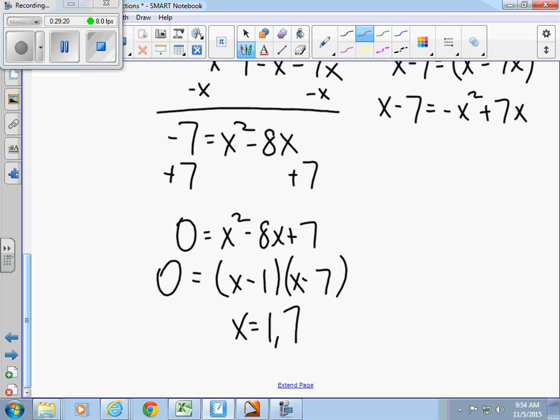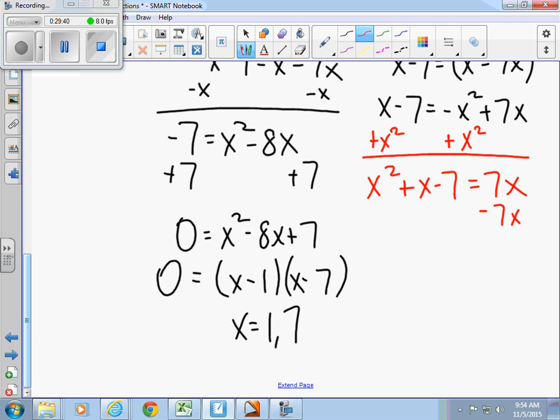This one I'm going to do everything to the right or to the left. Why would I do that? Because I don't want the x squared to be negative. I'm not good at factoring if the x squared is negative. If you're using the quadratic formula, it wouldn't matter. But those are not like terms. I just get x squared plus x minus 7 equals 7x. Subtract the 7x over. x squared minus 6x minus 7 equals 0.